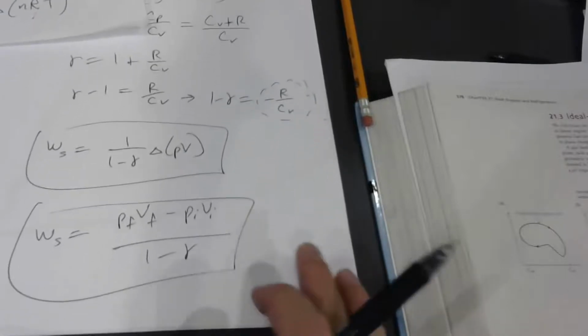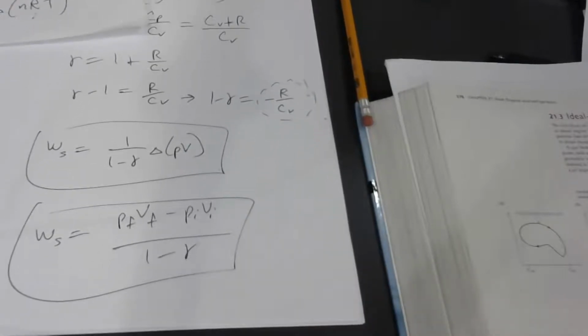So when can you use this? It's for an adiabatic process only for an ideal gas. And the problem that we're going to look at now, the homework problem, has just such a process in it.